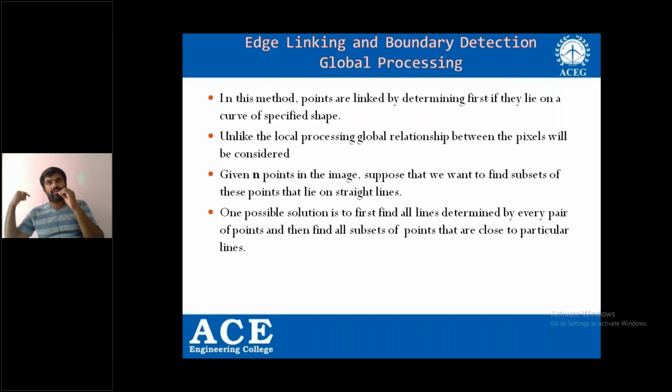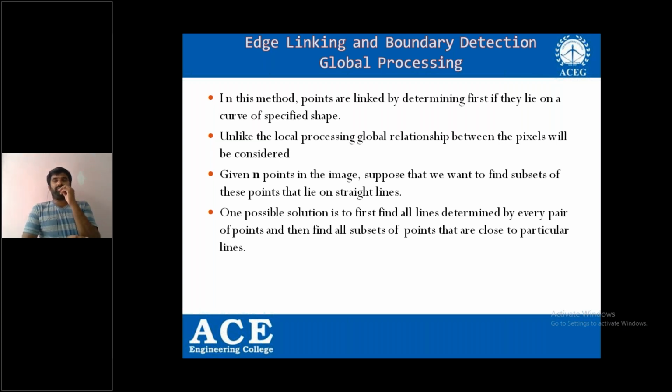So what I'm going to do here is check whether these two are lying along a curve of a specified shape or not. That shape may be like this, or like this, or like this. In any shape, whether these two belong to or lie on a curve of a specified shape. But here, unlike the local processing, we use the global relationship between the pixels. That is called global relationship. Here, how do you identify?